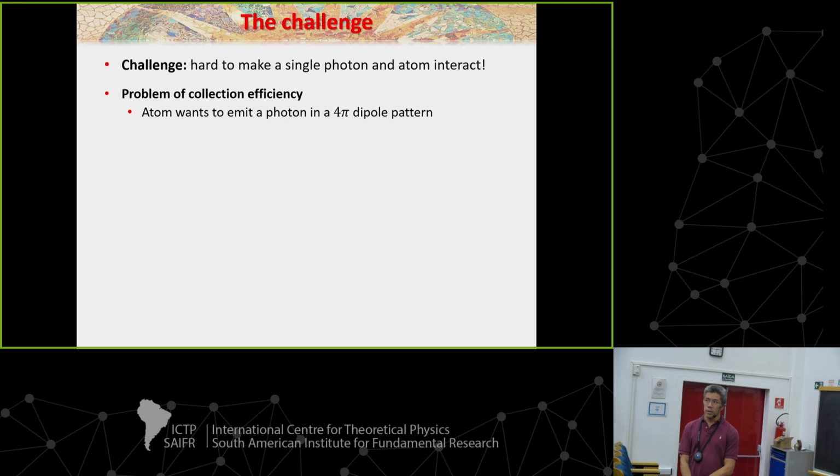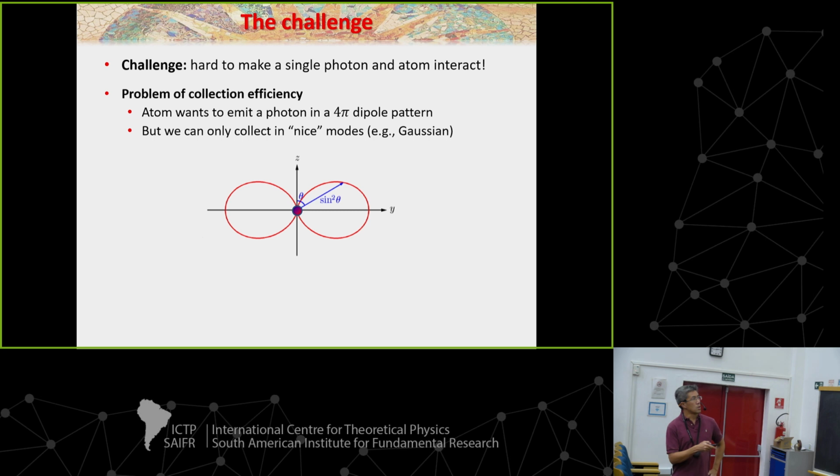So if we talk about interaction efficiency, we have to make a more precise definition. One way you can define efficiency is through collection efficiency. For example, imagine that I have an atom which is excited. It will emit a single photon, which is non-classical. But the spatial pattern in which it emits that photon, you can understand by just classical optics.